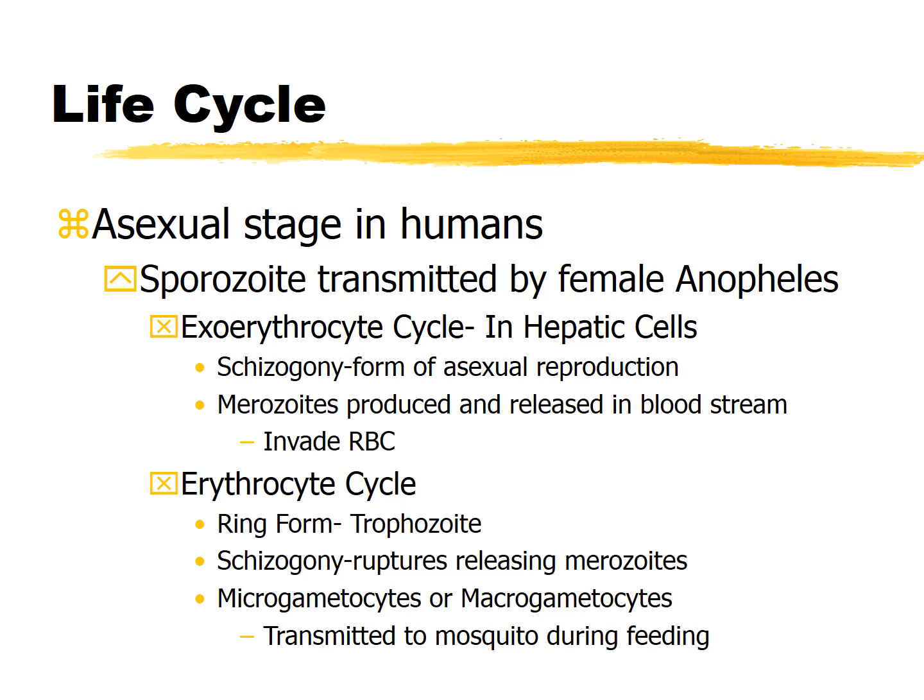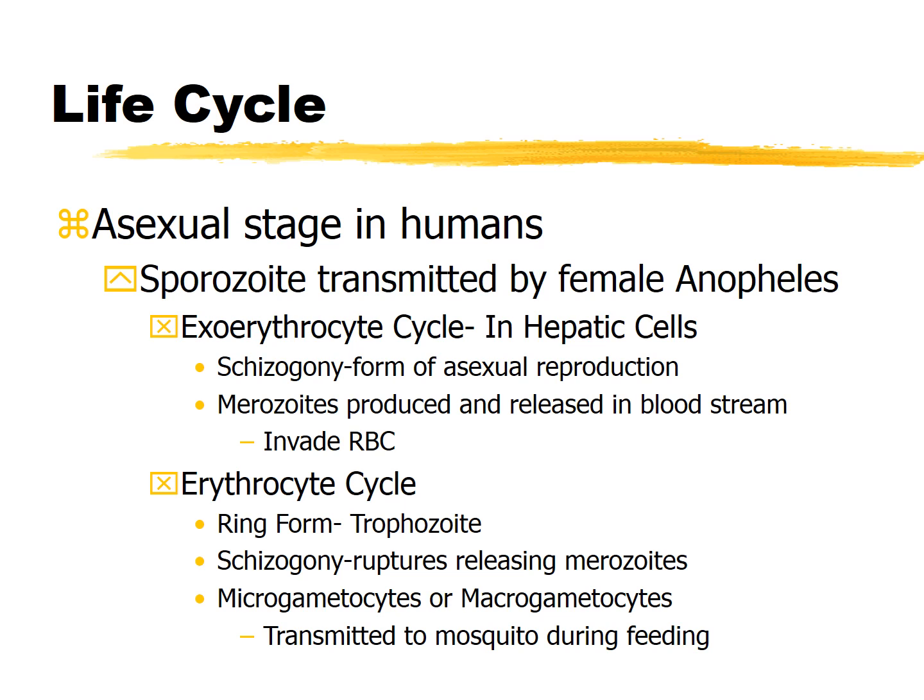The schizogony form is of the asexual reproduction. This is where your merozoites are produced and released into the bloodstream, and then they'll invade red blood cells. And the erythrocytic cycle, so once in the red blood cells, you'll go through your ring form, through your trophozoite, to your schizonts, which rupture, releasing those merozoites again.